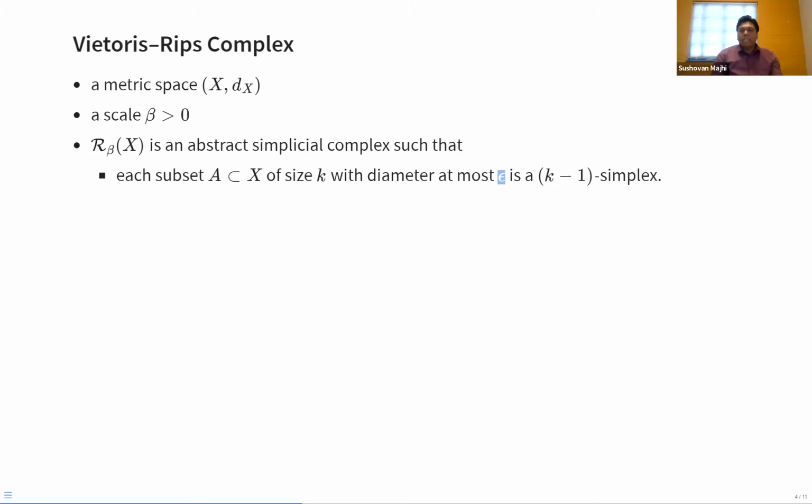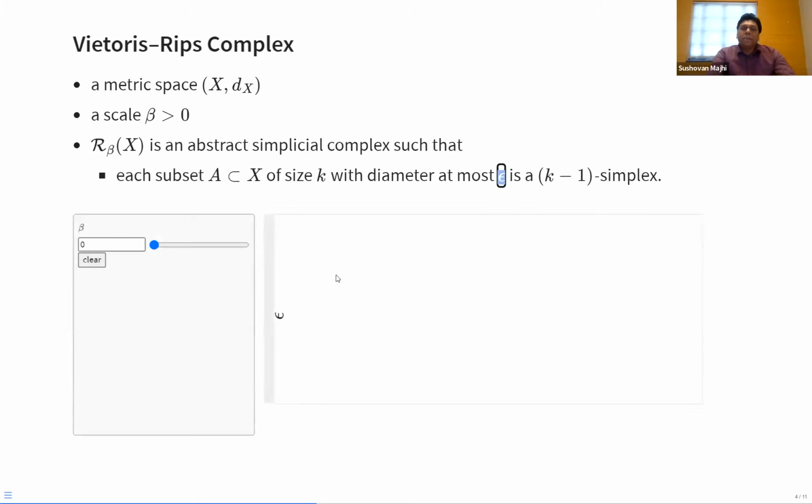So that's the rough idea. This is how we build the Vietoris complex. I have a little demo here. So we can take a finite set of points. So this is our X. Let's pretend this is our X. And on the left, I can choose my scale. Right now it's 0. So only the singletons, the vertex set, is all what we have in the Vietoris complex.